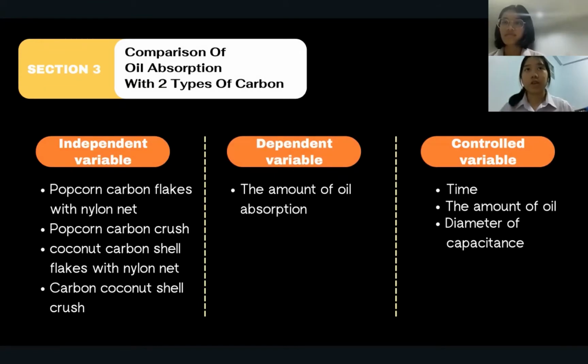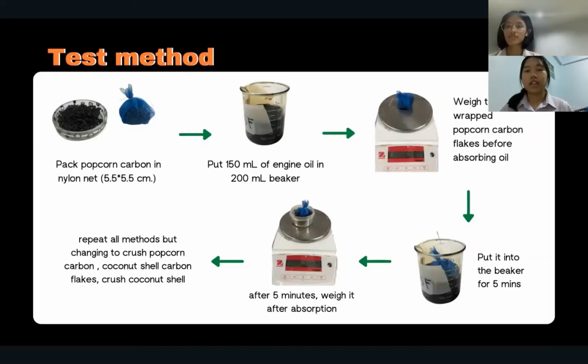Section 3. Comparison of oil absorption with 2 types of carbon. The independent variable is popcorn carbon flake with nylon net, popcorn carbon crush, coconut shell carbon flake with nylon net, and coconut shell carbon crush. The dependent variable is the amount of oil absorbed, and the controlled variables are time, the amount of oil, and the diameter of the container. Test method.